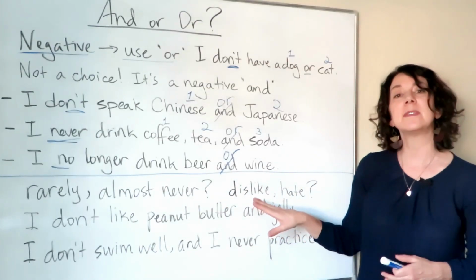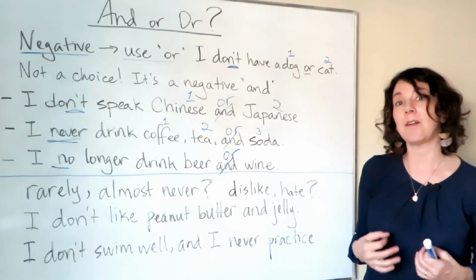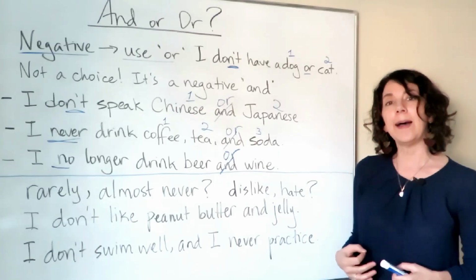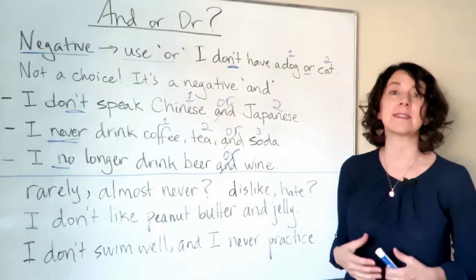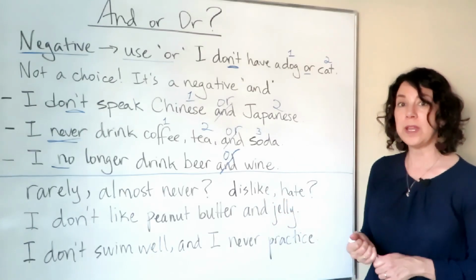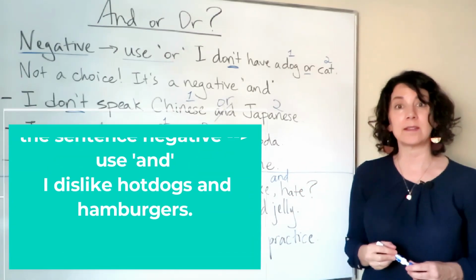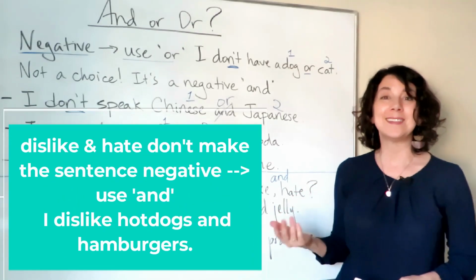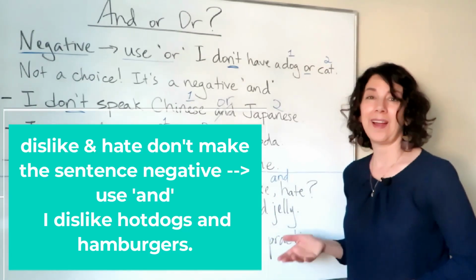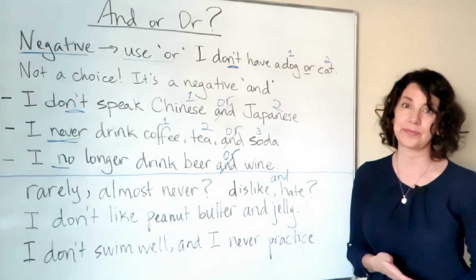Okay, what about the verbs "dislike" and "hate"? Well, these two verbs have a negative meaning. I hate something. But they don't make the sentence a negative sentence. So for these verbs, we use "and," not "or," to join things. For example, I dislike hot dogs and hamburgers. Or I hate hot dogs and hamburgers.